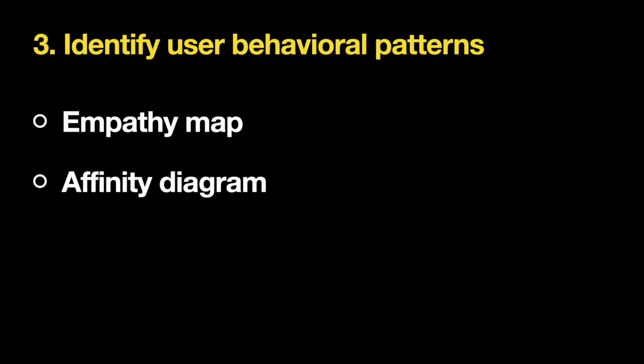Personas will help you identify user behavioral patterns. Behavioral patterns are common ways in which people interact with your product. Identifying them will tell you how users behave in a particular context. There are a few tools that can help you identify patterns, such as empathy map, affinity diagram, and user journey. Those tools will help you group people that share similar behavior patterns into types of users, which can be modeled in the personas.